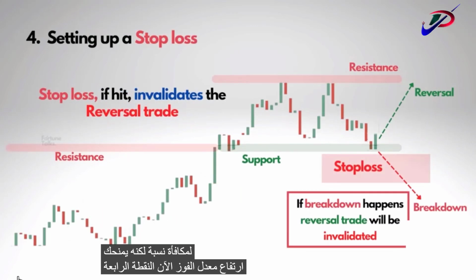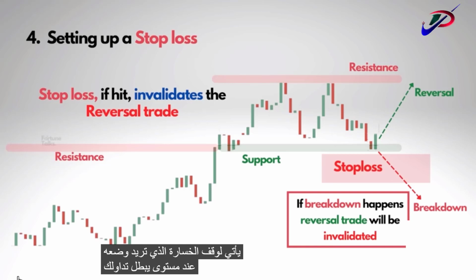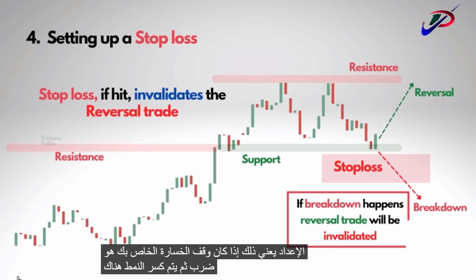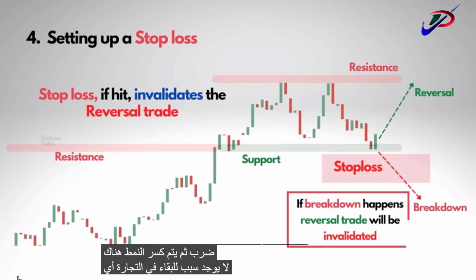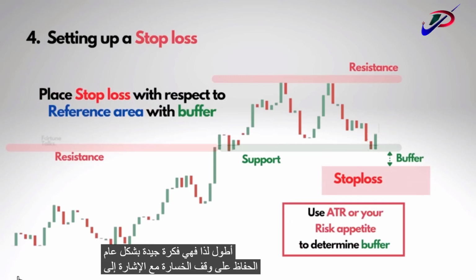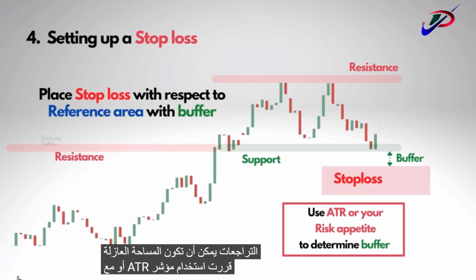Now the fourth point is setting up a proper stop loss. When it comes to stop loss, you want to place it at a level that invalidates your trading setup. This means if your stop loss is hit, then the pattern is broken. There is no reason to stay in the trade any longer. So it is generally a good idea to keep the stop loss with reference to the area of value and the highs or lows of the reversal candlesticks, giving ample buffer space to save yourself from pullbacks. The buffer space can be decided using the ATR indicator or with respect to your risk appetite.